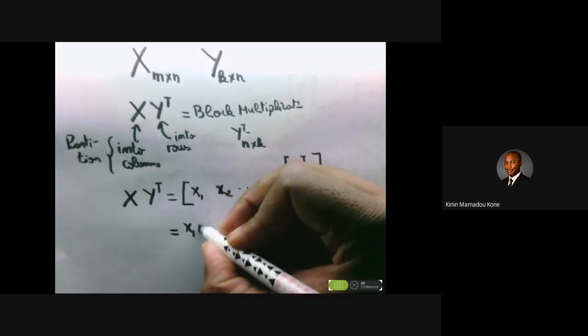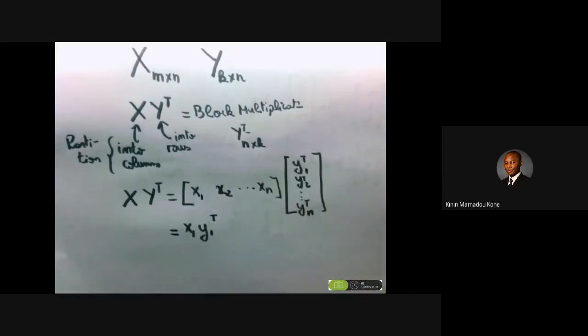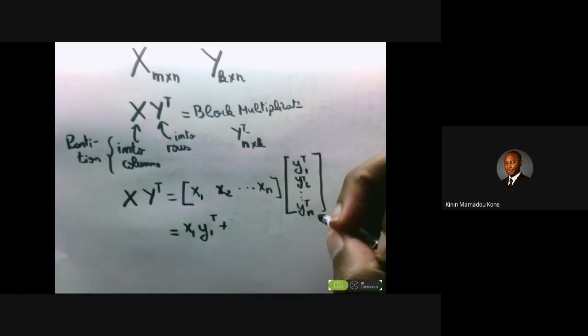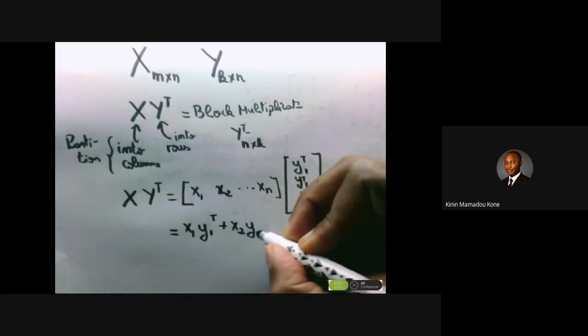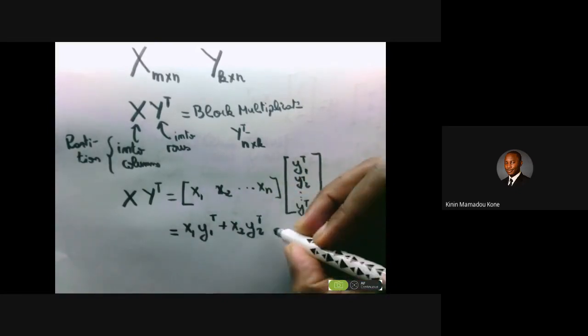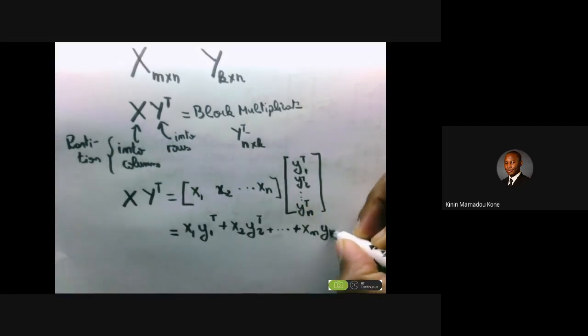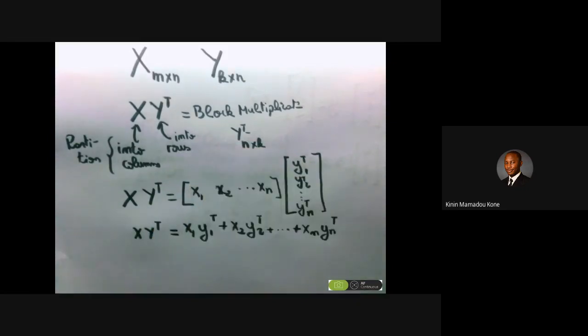That's going to be equal to x1 y1 transpose plus x2 y2 transpose plus dot dot dot plus xn yn transpose. So we can try to see it in terms of an example. Let's see an example of that.